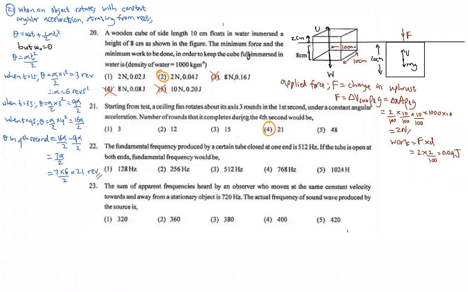And in the 1st second, it rotates 3 rounds. Using that, I found alpha, that is 6 revolutions per second squared. Then I substitute that here and get the answer.